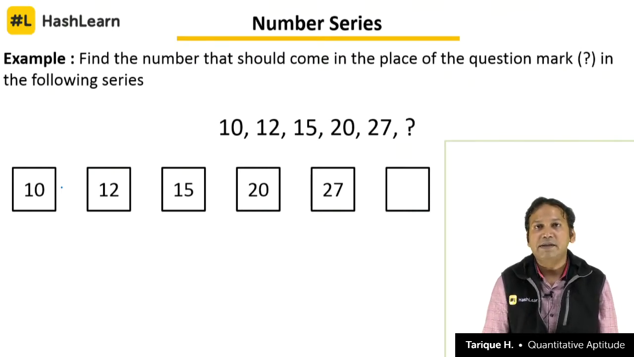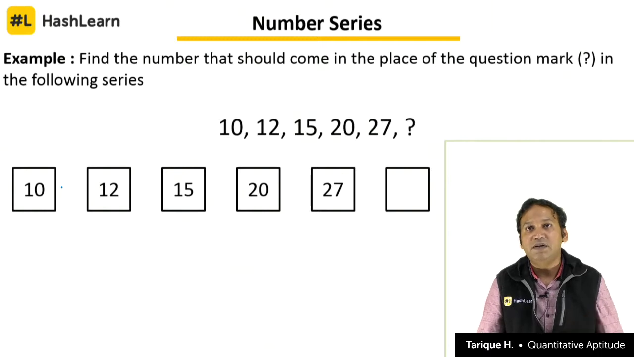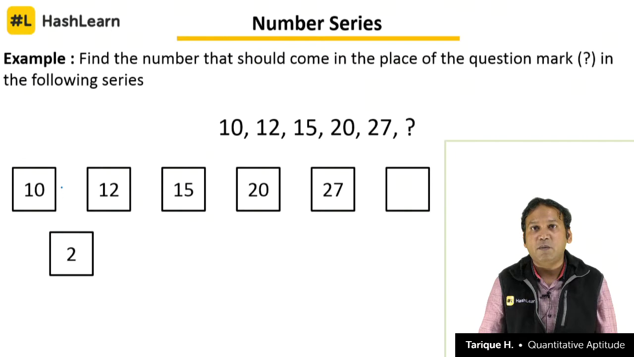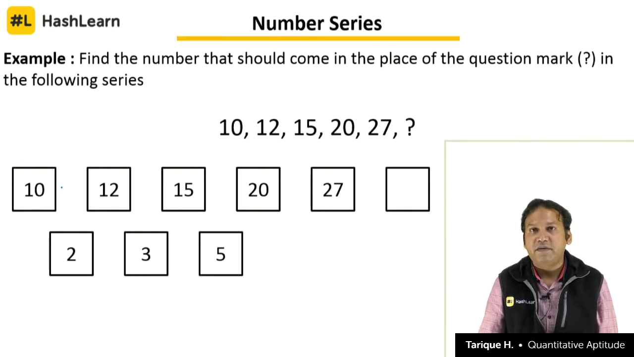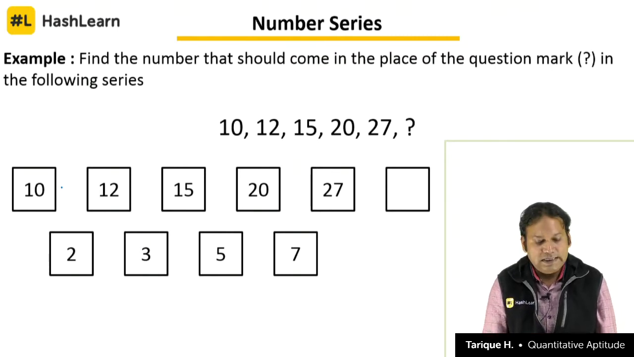So what happens if I take the difference of the numbers here? 10 and 12, the difference is 2. 12 and 15, the difference is 3. 15 and 20, the difference is 5. And 20 and 27, the difference is 7. So what can you tell about the difference? How are these numbers 2, 3, 5, 7 related?